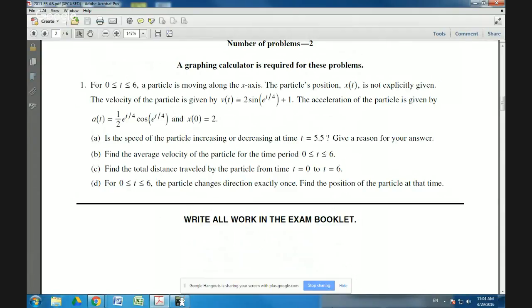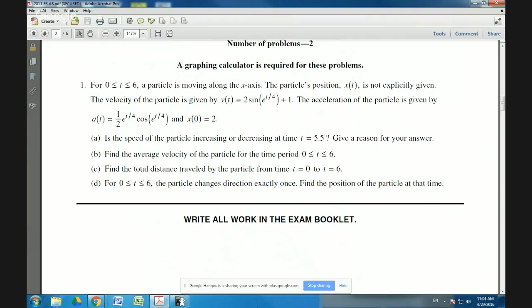Okay, so I'm going to type it in. For D, the particle changes direction exactly once. Find the position at that time. How do I find where the particle changes direction? You're given velocity. Look for a sign change, positive to negative, because velocity sign is a direction indicator. So we're going to look for a 0 of this function.